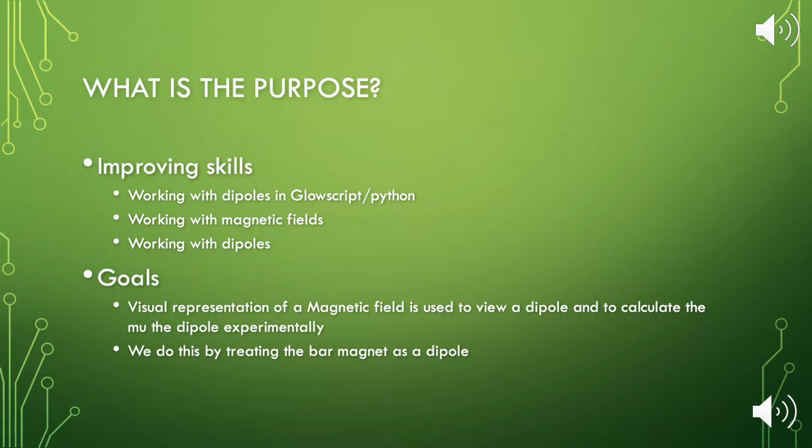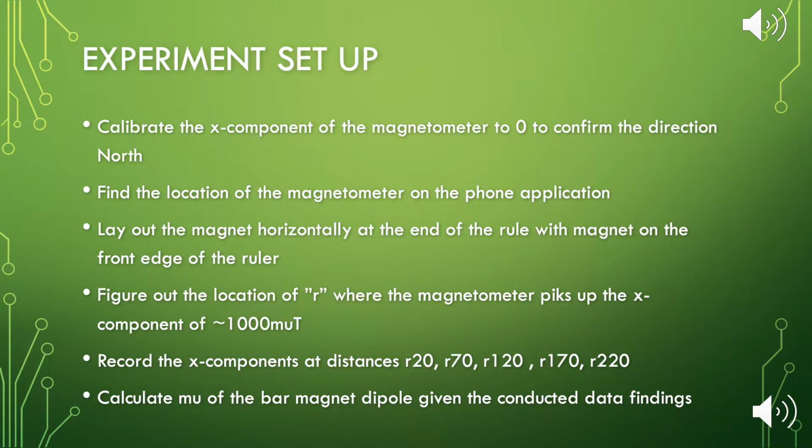We then also use this to find mu of the bar magnet by measuring the strength of the magnetic field at different distances. There was a bit of setup that needed to be done to start this experiment. First, we had to calibrate the x component of the magnetometer to 0 to confirm the direction of north. Next, we needed to find the location of the magnetometer on the phone application. Then, we needed to lay out the magnet horizontally at the end of the ruler with the magnet on the front edge of the ruler.